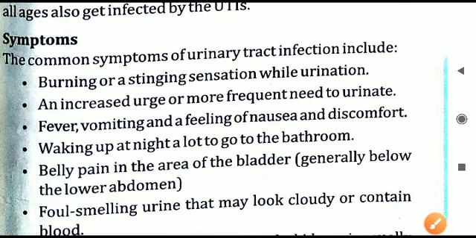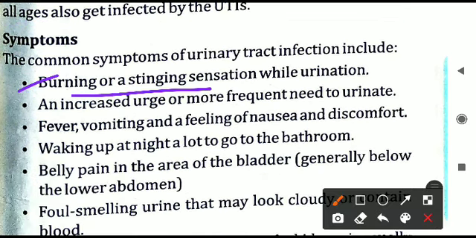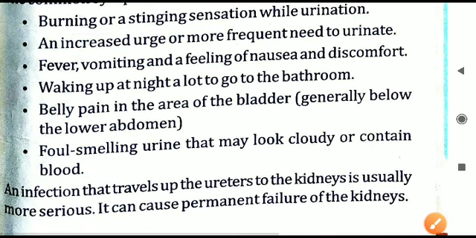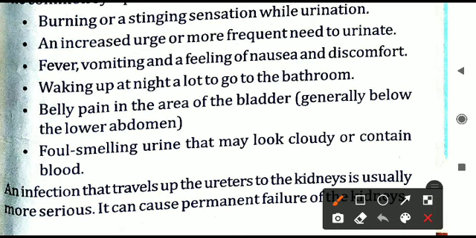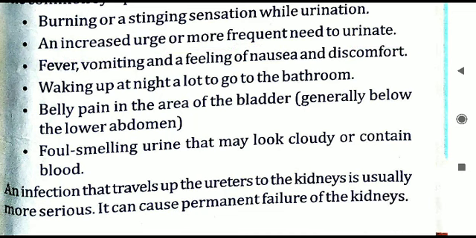Symptoms: what are the symptoms? What are the problems faced? First is a burning or stinging sensation while urinating. While the person is urinating, he will not feel normal. That person will have a burning sensation. Next is an increased urge or more frequent need to urinate. The person will feel like he or she needs to go to the washroom again and again after a short period of time.